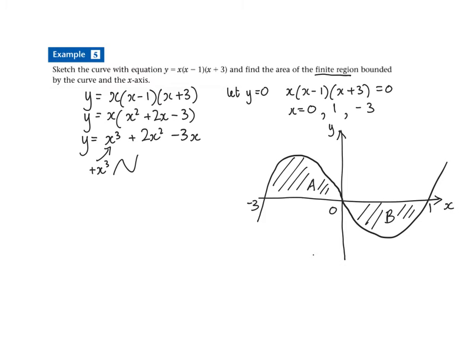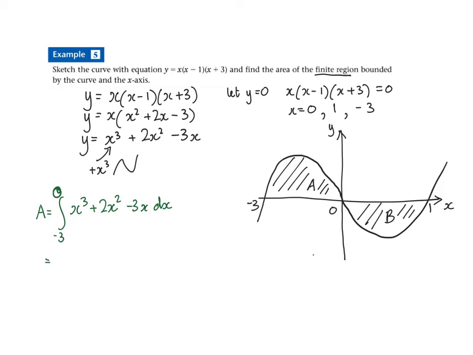So if you notice, B is below the axis, so we can't add them together. We can't just go from minus 3 to 1. We've got to do two areas and then add them separately, because B we know is going to give us a negative area. So let's go about finding the two separate areas. Right, for area A, it's going to be from minus 3 to 0. Remember, 0 is bigger than minus 3, of x cubed plus 2x squared minus 3x dx.